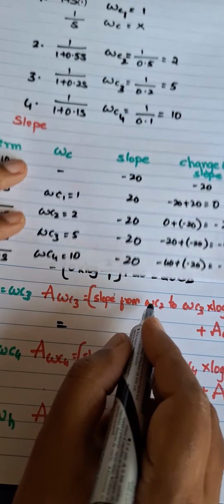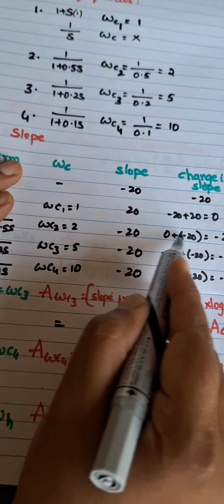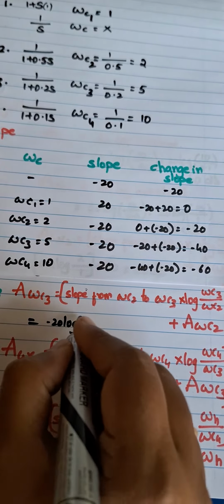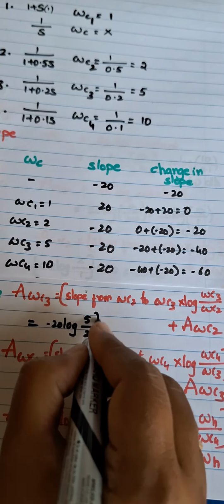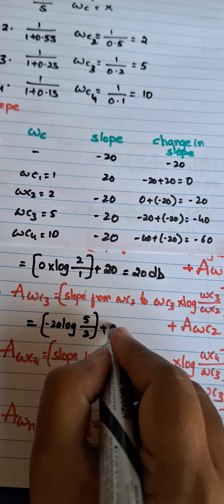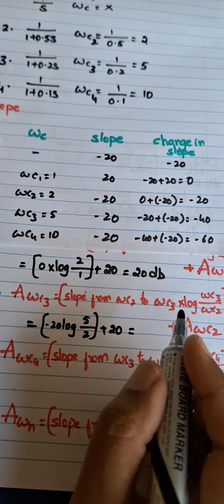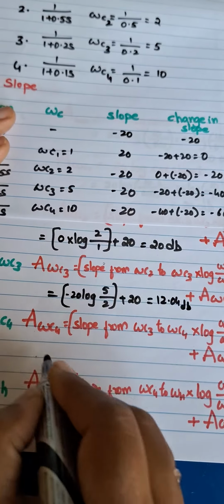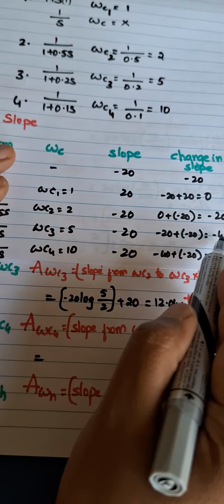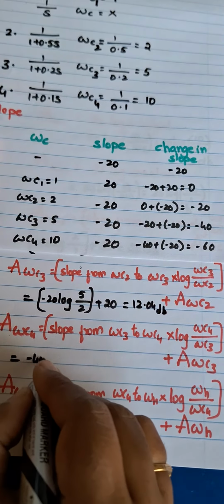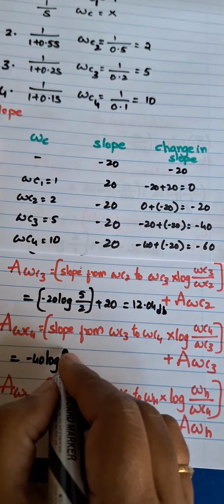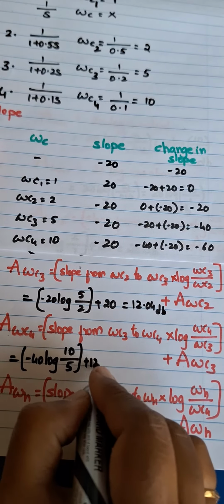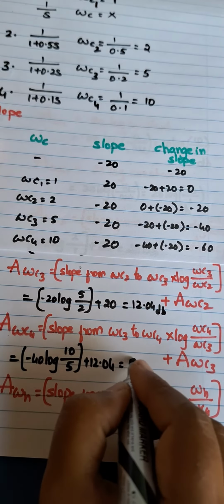Now here, slope from omega C2. From omega C2, what is our slope? Minus 20. So minus 20 log of C3 which is 5 by C2 which is 2, plus our previous value which is 20. If you calculate this, you are going to get 12.04 decibels. Next, slope from C3. From C3, what is the slope? Minus 40. So minus 40 log of omega C4, which is 10, by omega C3, which is 5, plus previous which is 12.04. If you calculate this, you are going to get 0 decibels.